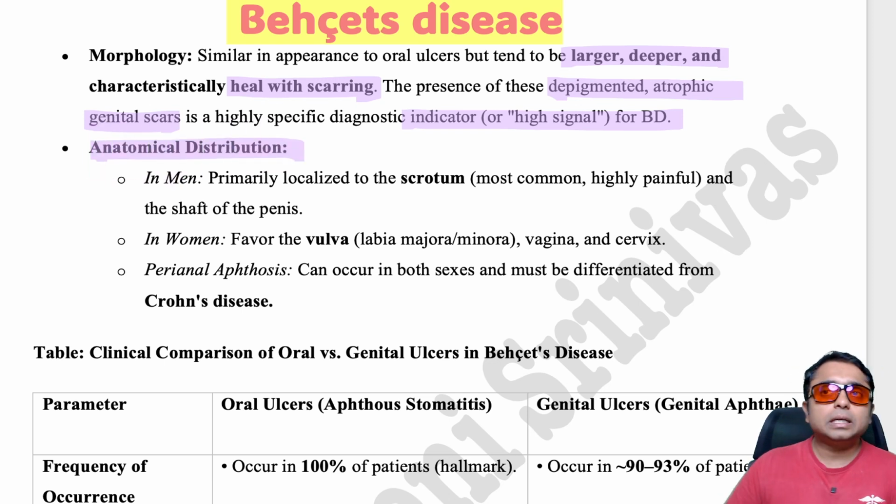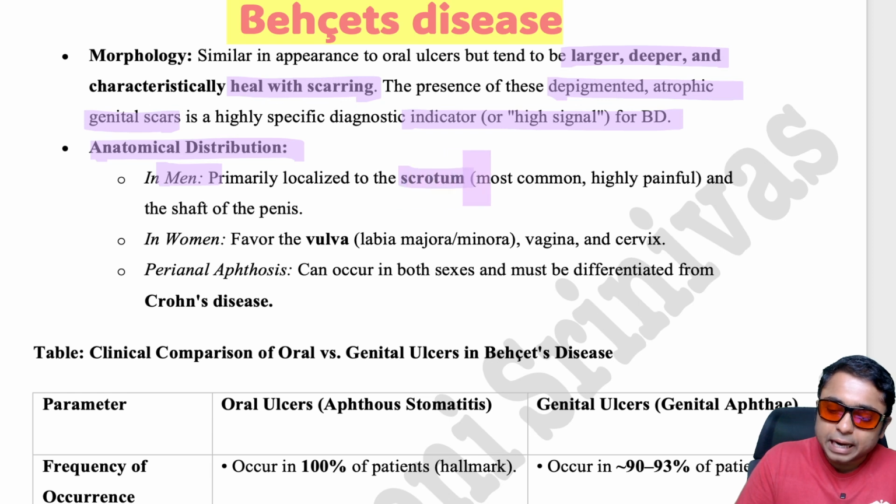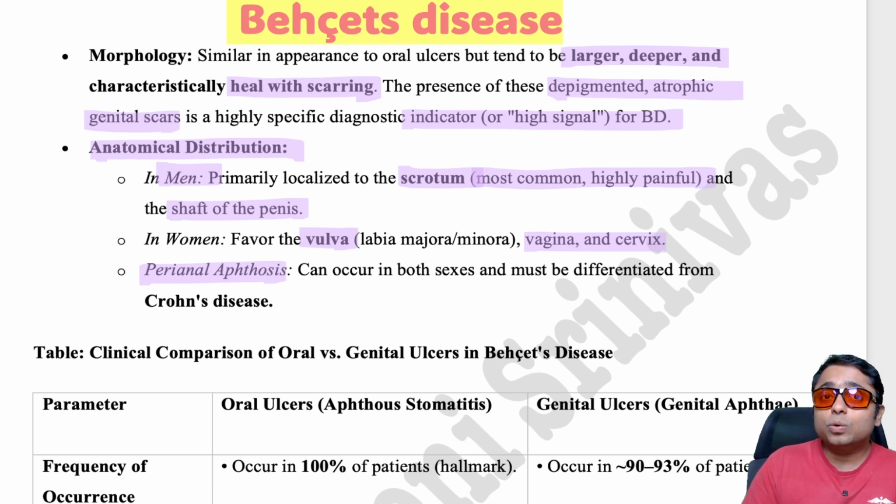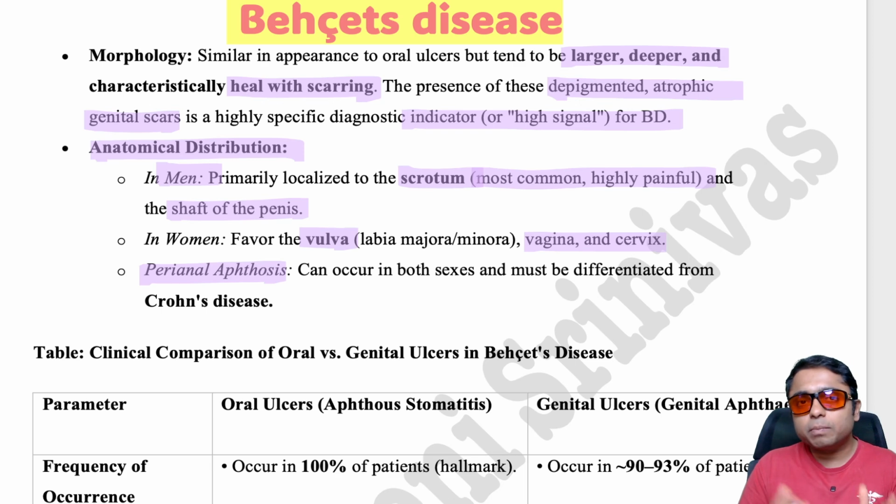Coming to the anatomical distribution, what are the differences between males and females? In men, the aphthous ulcers in the genitalia are very characteristically located over the scrotum, which is the most common site, and the ulcers are very painful, and the shaft of the penis may also have ulcers. In women, the ulcers favor the vulva, the labia majora and minora, and the vagina and cervix may also have ulcers. Perianal aphthae could also be a presentation, and you need to keep in mind that a very important differential to think of is Crohn's disease.